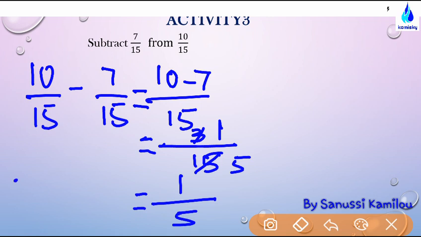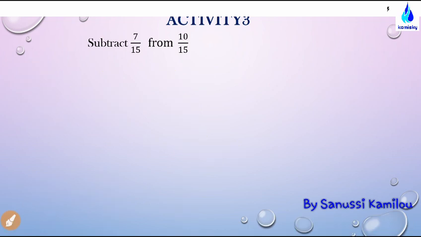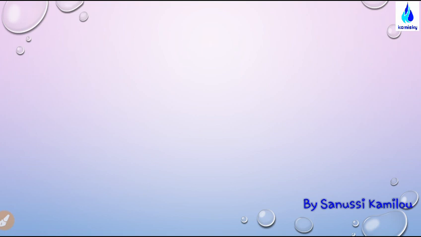Therefore, 10 out of 15 minus 7 out of 15 will give me 1 out of 5. Congrats, you did very well. This is what we have learned right now. Congratulations, you did very well to arrive at this level of the lesson.